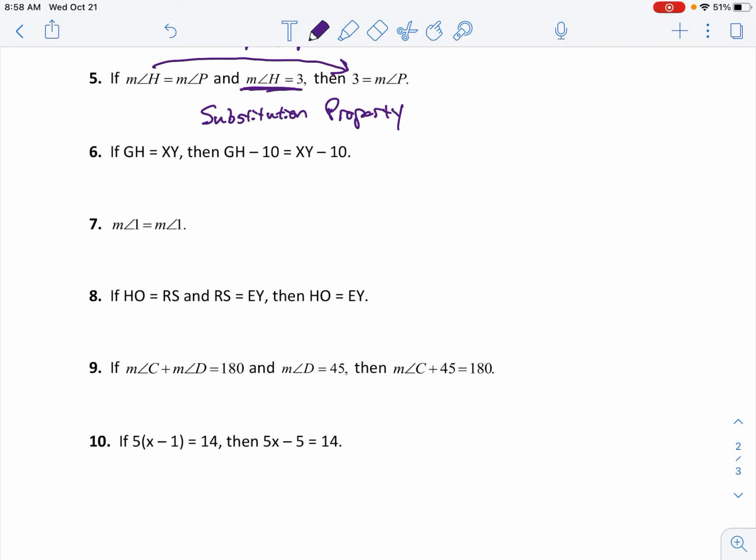If I have GH equals XY, then I have GH minus 10 equals XY minus 10. I'm doing the same thing to both sides, so it's a property of equality here using one of our addition, subtraction, multiplication, and we get subtraction because I'm subtracting the same thing from both sides, and this is property of equality. Measure of angle 1 equals the measure of angle 1. I'm repeating on both sides, so this is our reflexive property of equality. Reflexive property of equality, same thing on both sides.